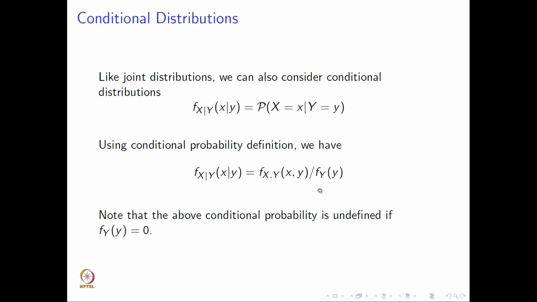This relation should be familiar from the definition of conditional probability that was seen earlier. Note that the marginal distribution fy of y is in the denominator and hence it must not be equal to 0.